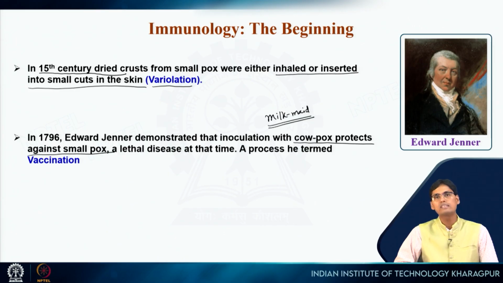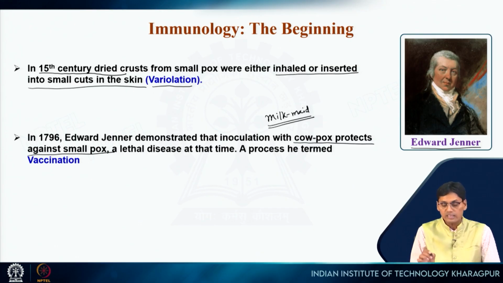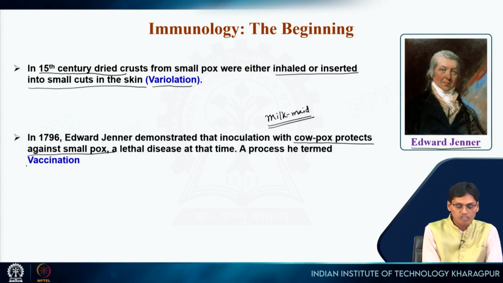So he thought that cowpox, which is another viral disease with the cow as its host, is what the milkmaids were getting because they were working with the cow and milking. And somehow this was protecting those persons. As a result, Edward Jenner demonstrated that inoculation of cowpox protects from smallpox. And this process is termed vaccination.